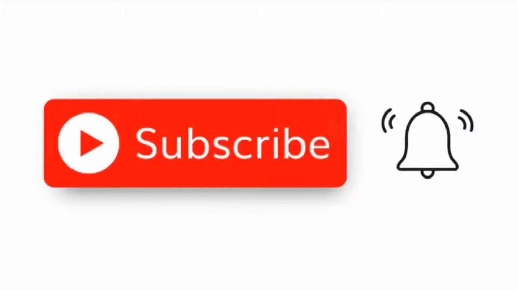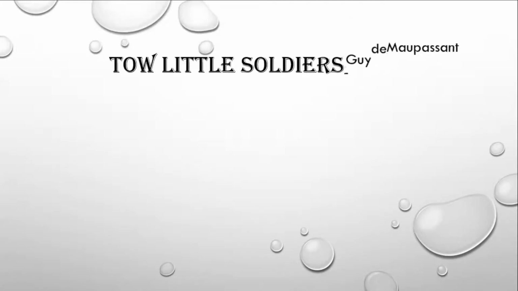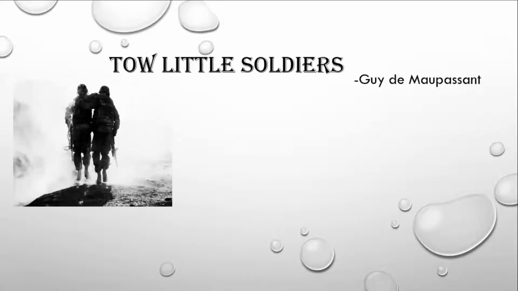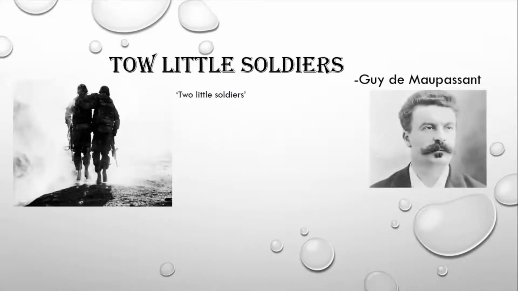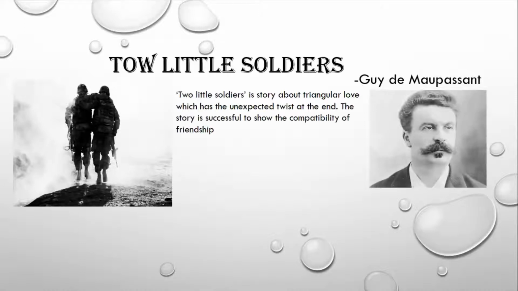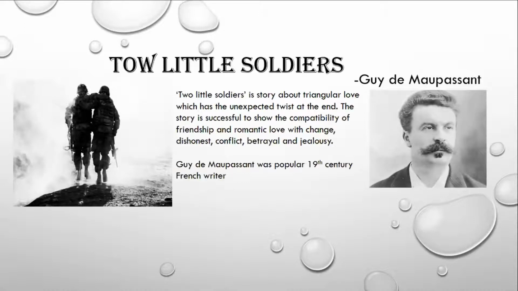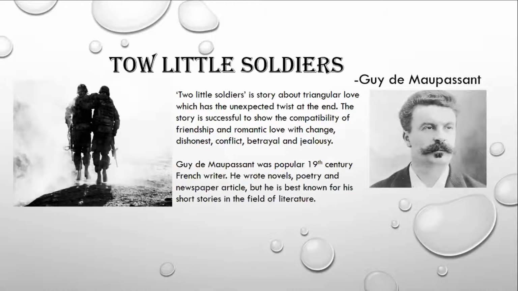Okay, as I told you, I'm going to talk now about the story Two Little Soldiers by Guy de Maupassant. Two Little Soldiers is a story about triangular love, which has an unexpected twist at the end. The story successfully shows the compatibility of friendship and romantic love with change, dishonest conflict, betrayal, and jealousy.